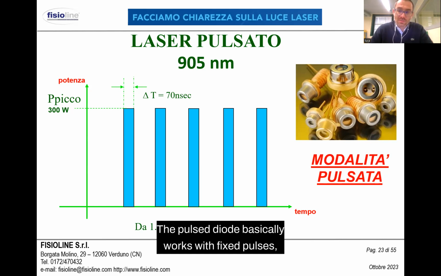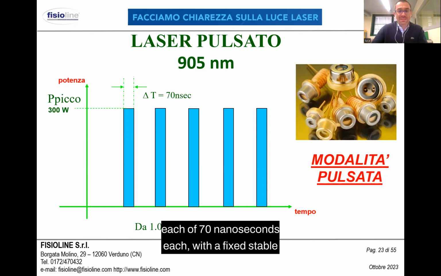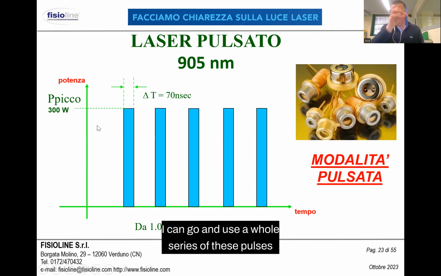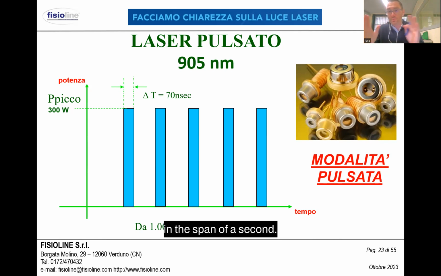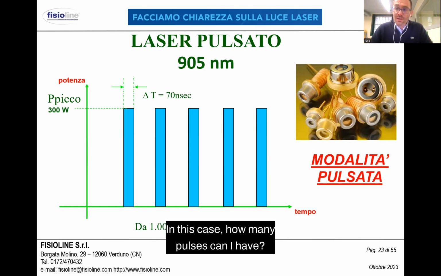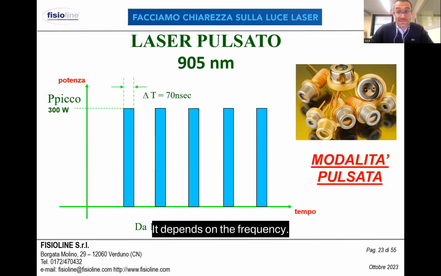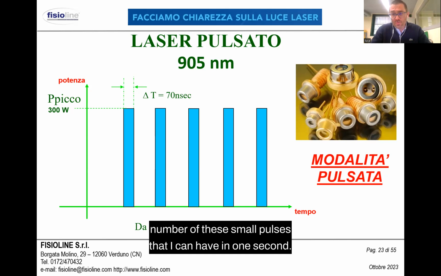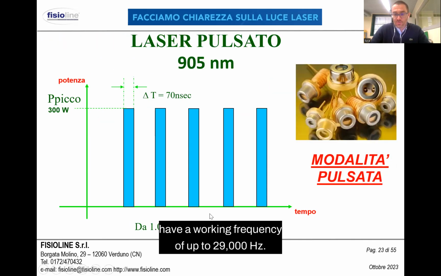The pulse diode basically works with fixed pulses, each of 70 nanoseconds, with a fixed stable peak power of 300 watts. I can use a whole series of these pulses in the span of a second. How many pulses can I have? It depends on the frequency. In this case, frequency identifies the number of these small pulses that I can have in 1 second. So we talk about pulsed working mode when we have a working frequency of up to 29,000 Hz.